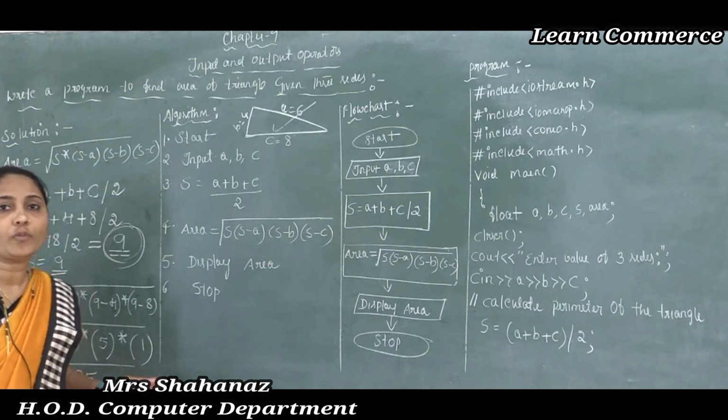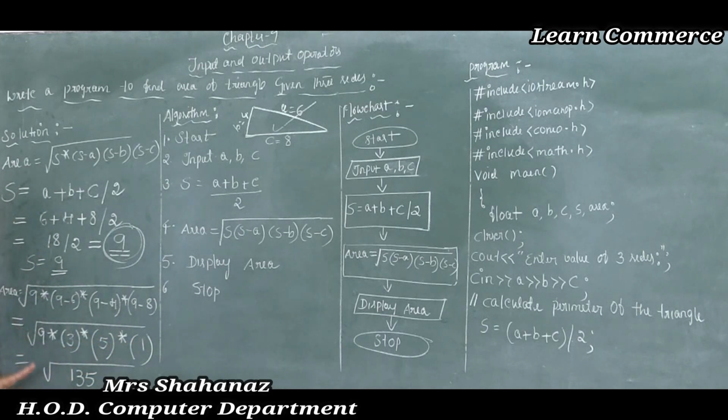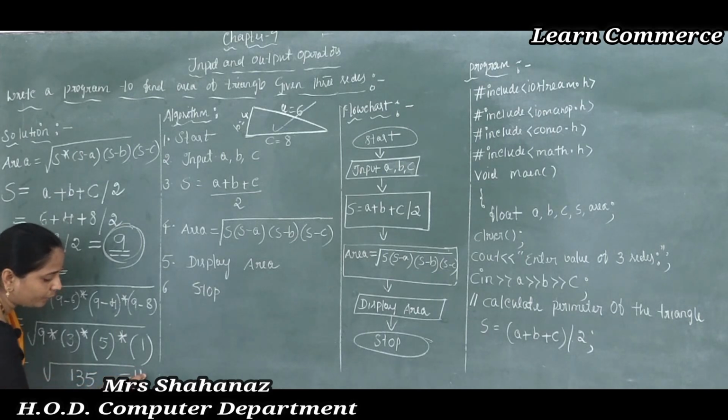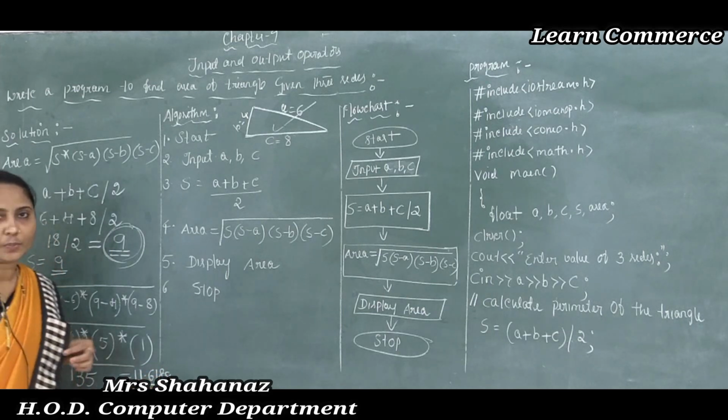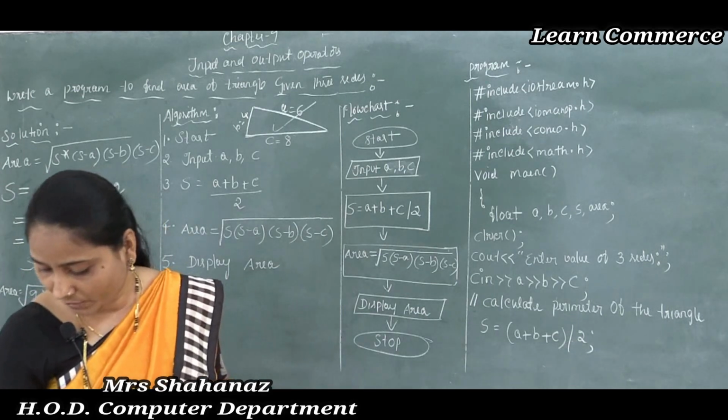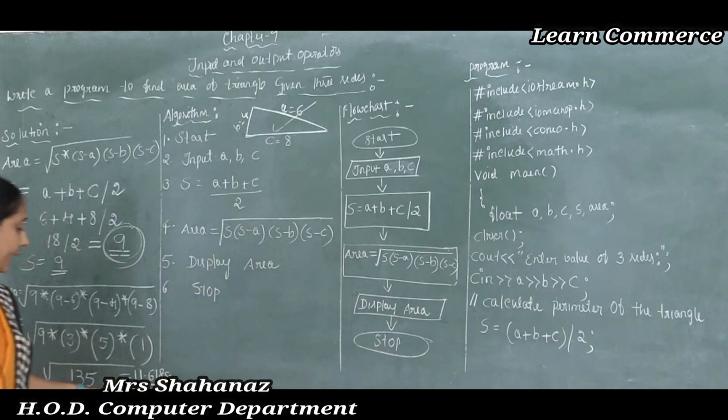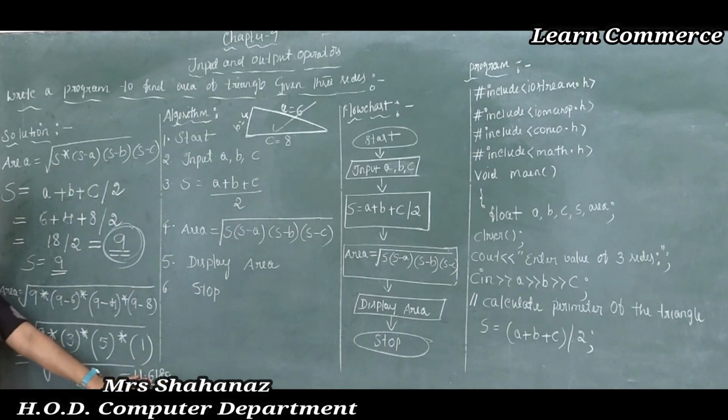The square root of 135 here, and lastly when you take the square root of 135, we'll get the value as 11.6189 square meter. So clear this point here? So this is the value, 11.6189 square unit. Okay? This is square unit.